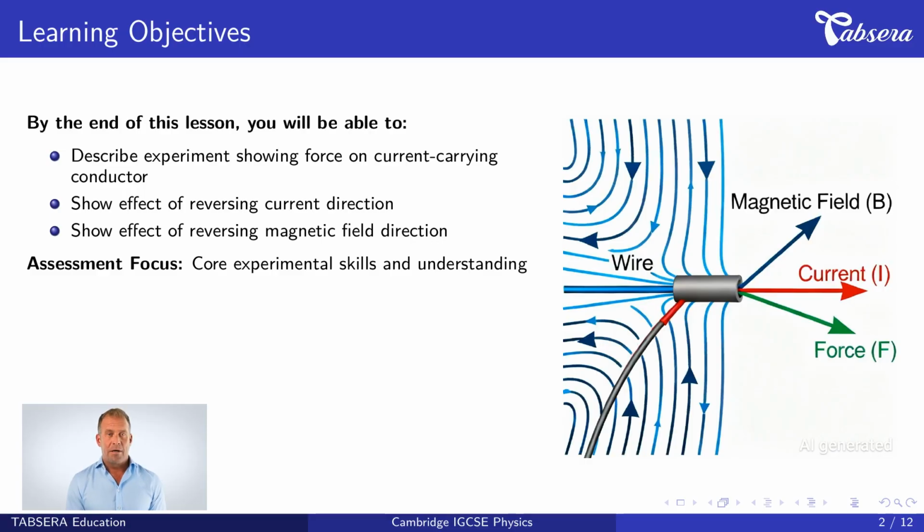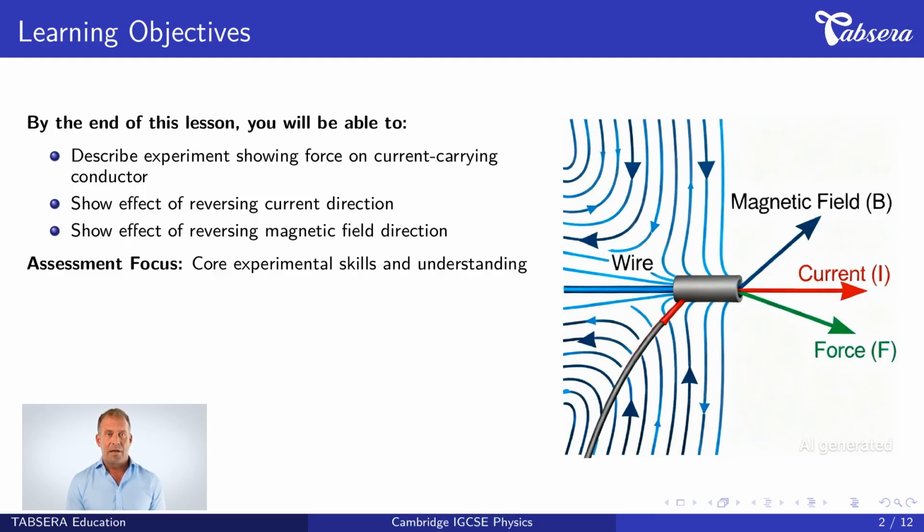Let's examine our learning objectives for today. By the end of this lesson, you will be able to, first, describe the experiment showing force on a current-carrying conductor. This means explaining the apparatus, method, and observations clearly. Second, show the effect of reversing current direction. You'll understand how changing current direction affects force direction.